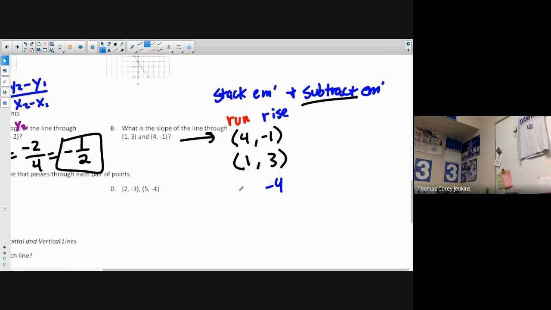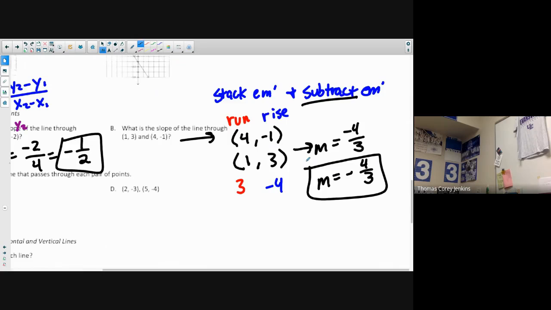4 minus 1 is going to be a run of +3. Okay. And then I just put it together. So my slope then is -4 over +3. And you can really leave it that way, but sometimes you'll see that as just -4 over 3. Okay, just changing where the minus sign is.